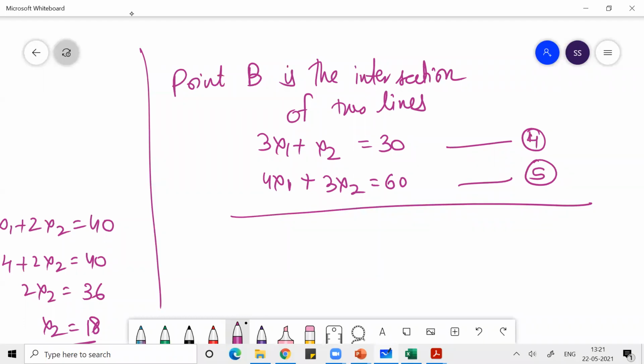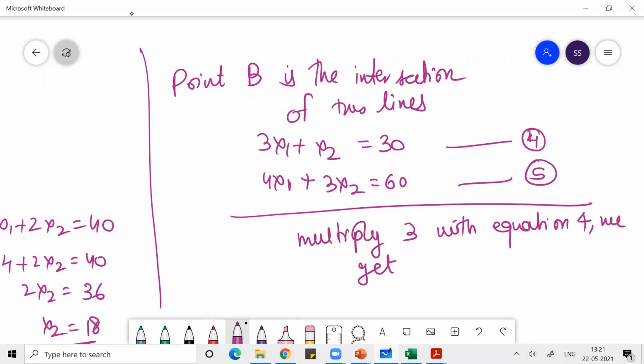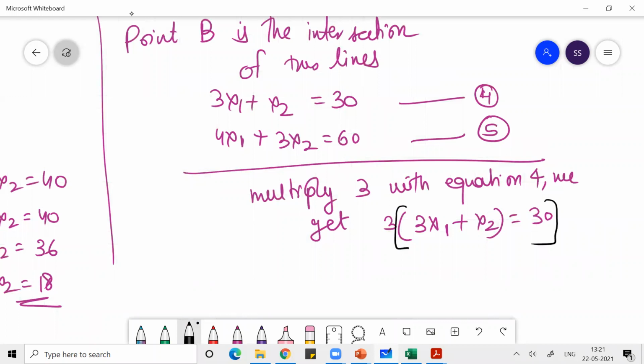For me, canceling x2 is easy. So what I will do is multiply 3 with equation 4. So what do we get? If you multiply 3 with equation 4, we'll get 9x1 plus 3x2 equal to 90. Let this be equation 6.